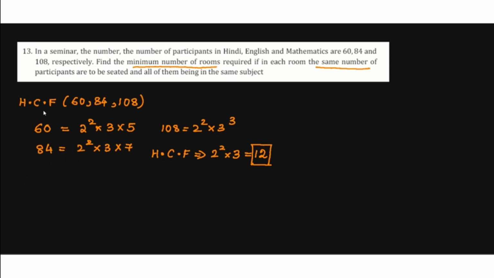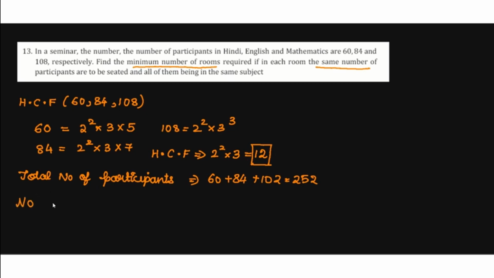Now we have to find the total number of participants. Total number of participants would be 60 plus 84 plus 108, which would give 252. Now the number of rooms required is easy. Total number of participants by number of participants in each room. Number of rooms required is 252 by 12, which gives us 21. That is the answer.